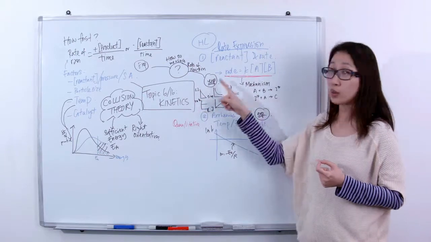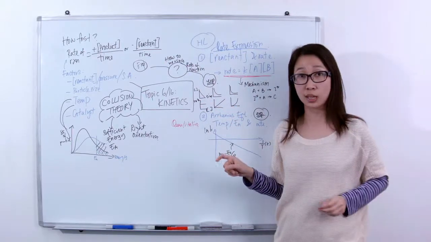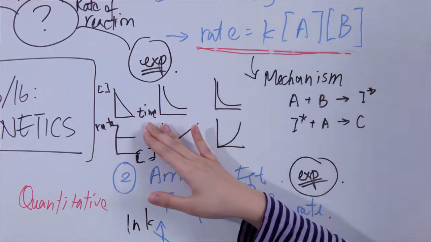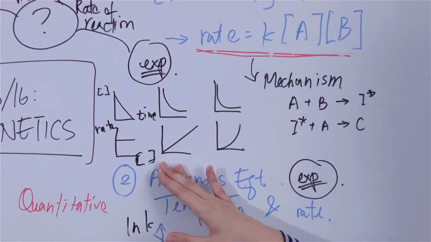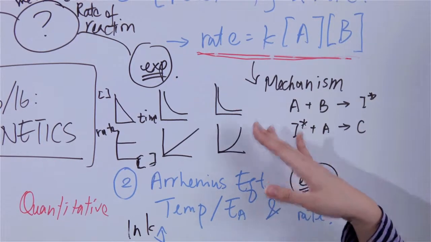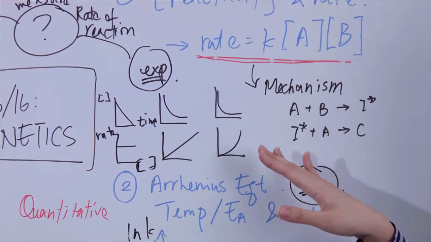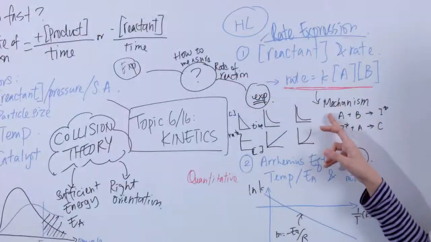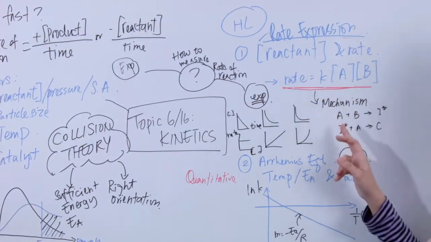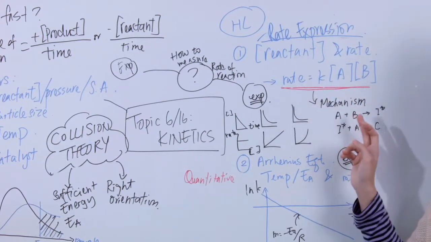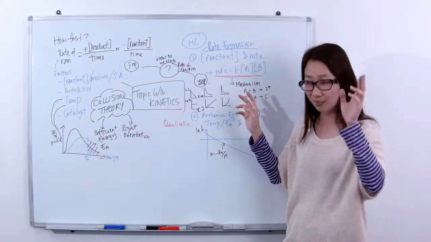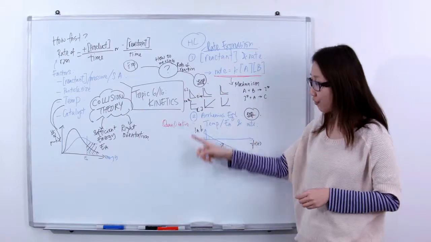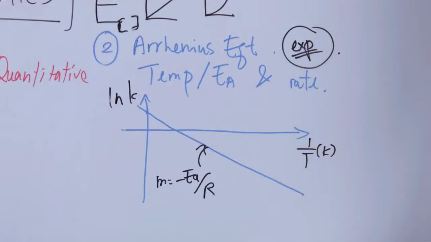Then we move on to the higher level material. So for higher level, ultimately, we are learning how to quantitatively evaluate all those factors and their effect on the rate of reactions. So the first thing that we do is the rate expressions. The rate expression quantitatively evaluates how the concentration of reactants is going to affect the rate of reaction. That's where first order, zeroth order, and second order come into place. And this is the rate expression: rate equals the rate constant k times the concentration of the different reactants.